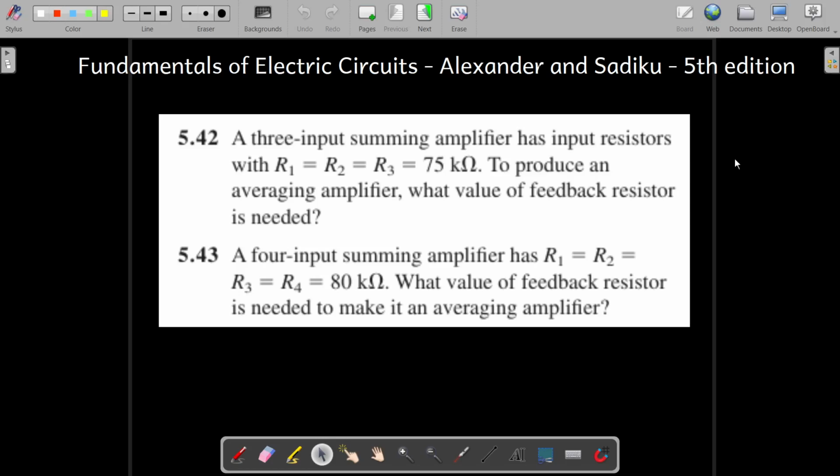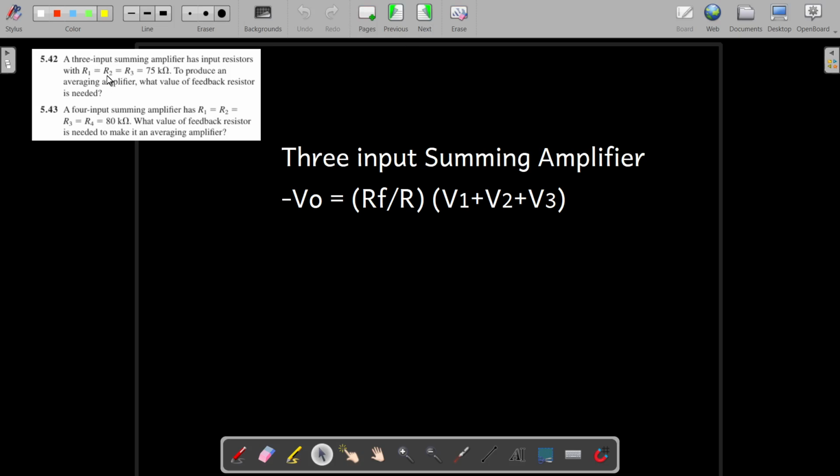Hello everybody, in this video we are going to solve problem number 5.42 and 43 from Fundamentals of Electric Circuits by Alexander and Sadiku, 5th edition. As well, we will solve the problems from the 6th edition also. Okay, let's get started. Here you are given the values of the input resistors and you are asked to find out the feedback resistor value for the averaging amplifier.